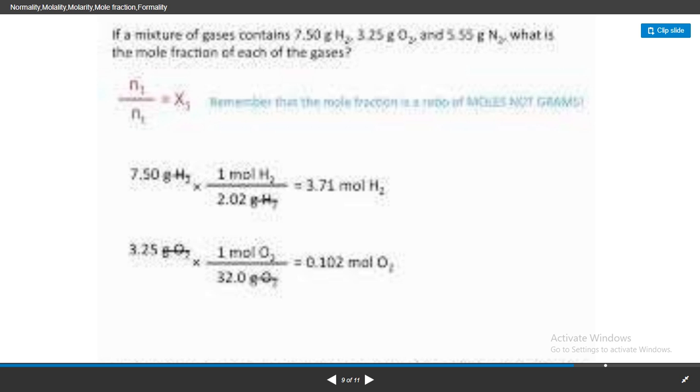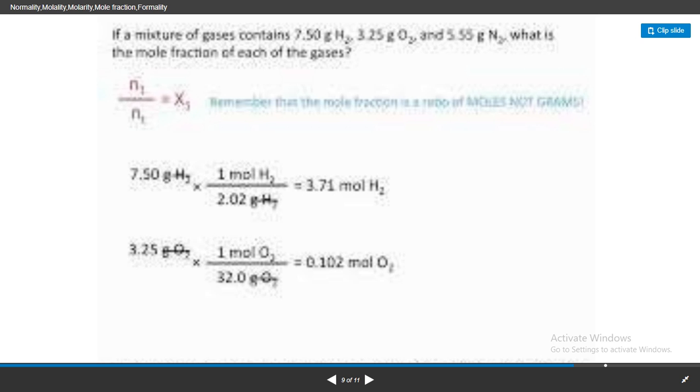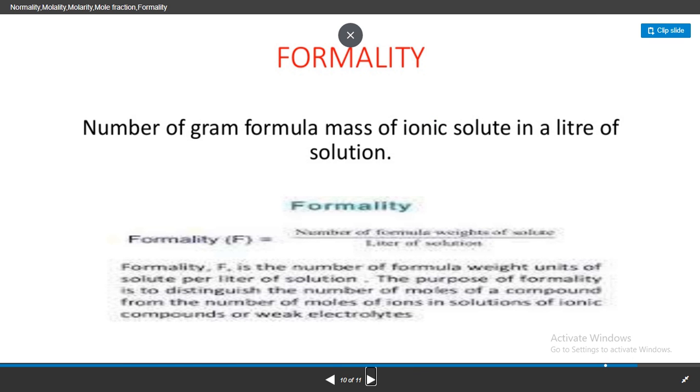Here we have to calculate the mole fraction of each gas. So this is an easy term. If we divide the given weight by the atomic mass of the molecule, we get the moles, and from that the mole fraction of each gas. Our next term is formality.